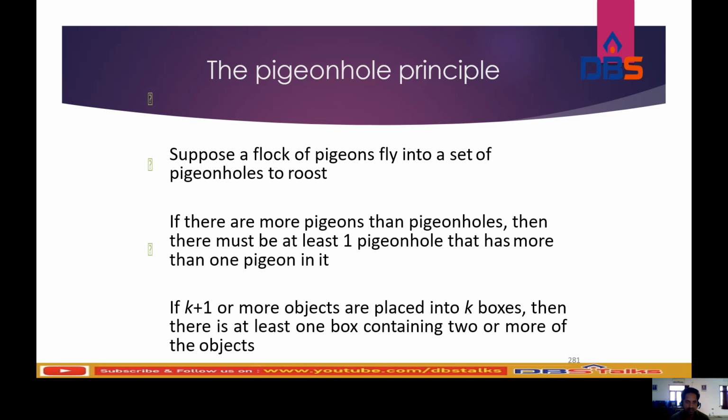The pigeonhole principle. Suppose a flock of pigeons fly into a set of pigeonholes to roost. If there are more pigeons than pigeonholes, then there must be at least one pigeonhole that has more than one pigeon in it. Okay. If k plus 1 or more objects are placed into k boxes, then there is at least one box containing 2 or more of the objects.